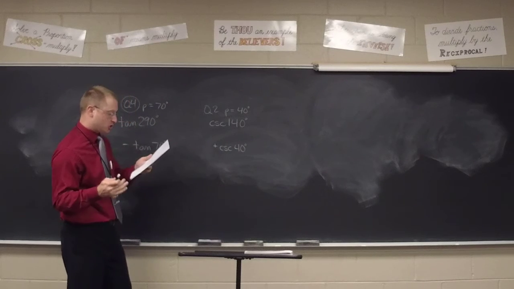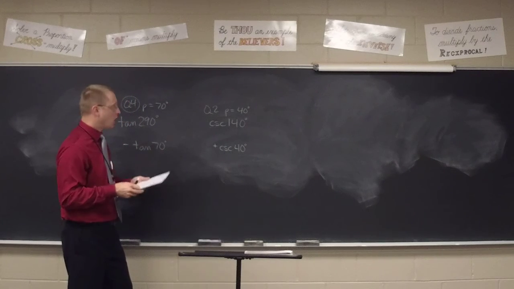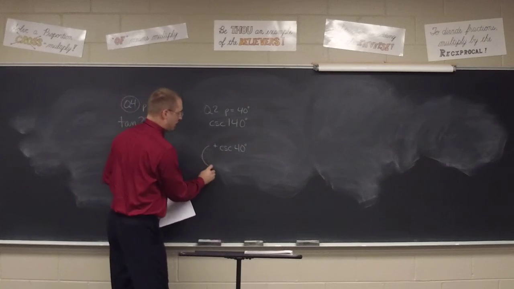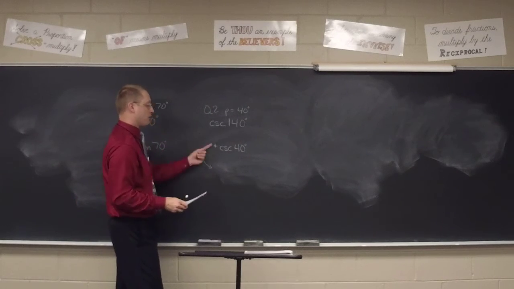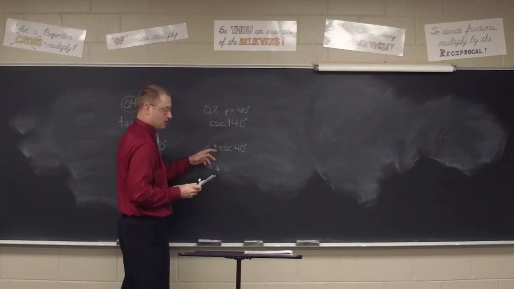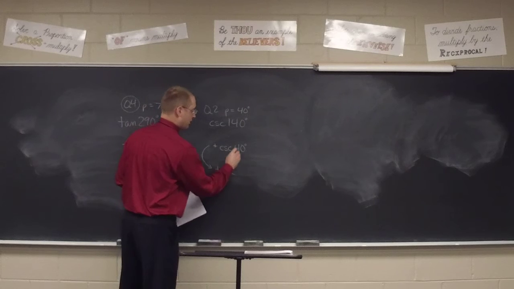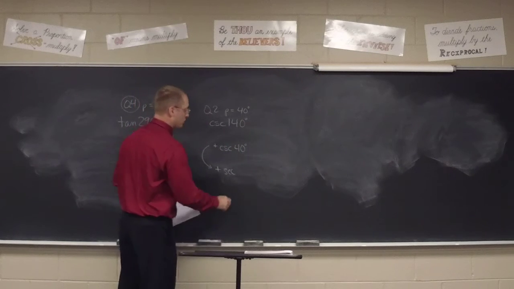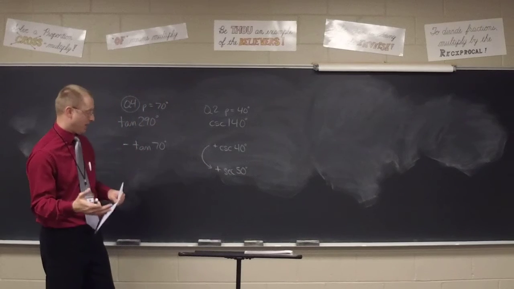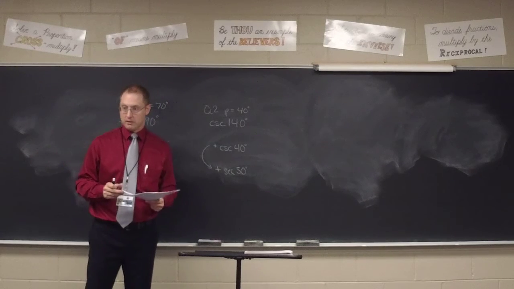But on number 5, it says to rewrite as the cofunction. So we start with everything we just did, same function, but then we've got to change it up and go to the cofunction. When we do, what do we do with the sign? Keep it. But cosecant changes to secant. And then 40 degrees changes to 50 degrees because you want the complementary angle, the co-angle. Do we get positive secant 50 degrees?